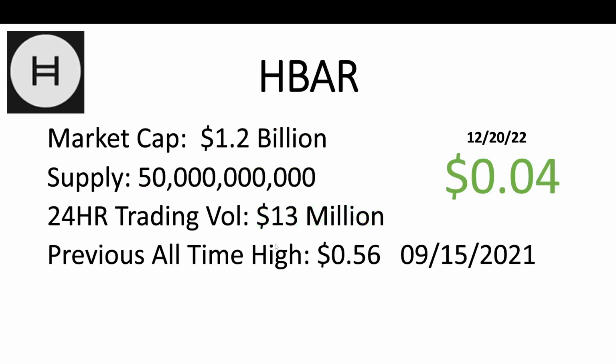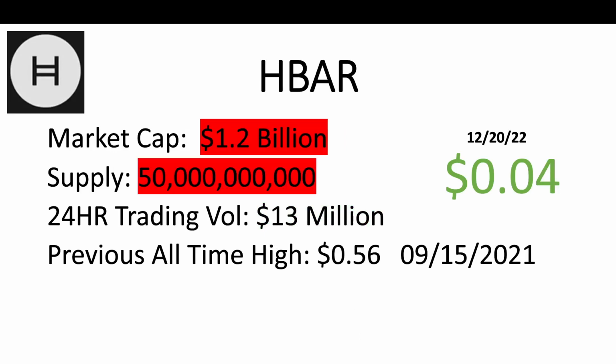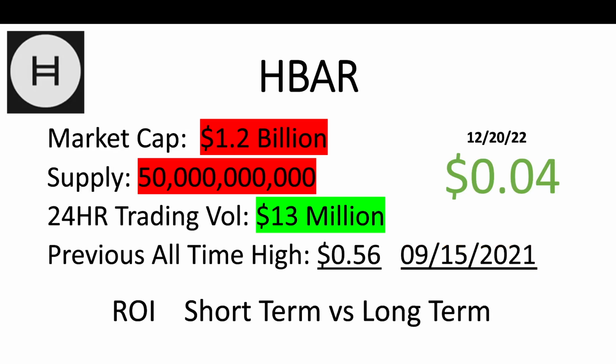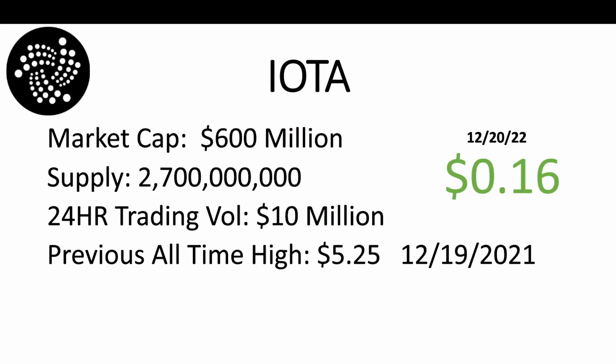All right, HBAR. I love HBAR. I do not like that it's over 1 billion market cap. Again, 50 billion supply, same thing. But think of banks. 13 million trading volume. This is again from December, so this has changed. Previous all-time high was 56 cents in September of 2021, not too long ago. I don't like that. Return on investment, short term, $1,000 would go to 13,000, hitting the previous all-time high. And long term, again, using Ripple's all-time high as kind of a measurement scale, $4, 93,000. So HBAR, not bad.